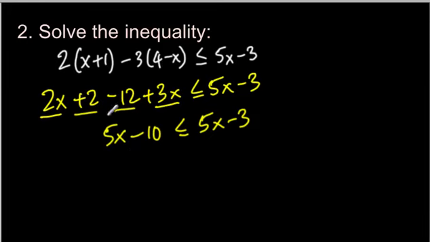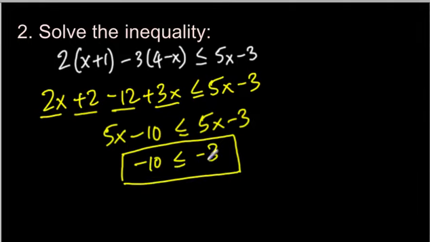What you want to do is bring all the variables to one side. So let's subtract 5x from both sides. So basically we get negative 10 is less than or equal to negative 3. Now, all the x's are gone. So what that means is, when the x's are gone, we have to look at the statement itself. This statement says negative 10 is less than or equal to negative 3. And this is a true statement.